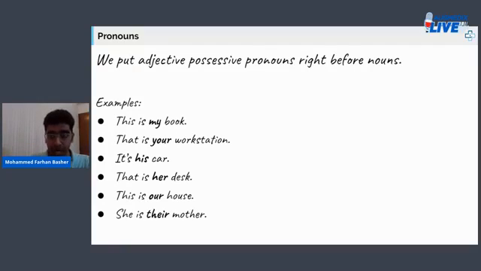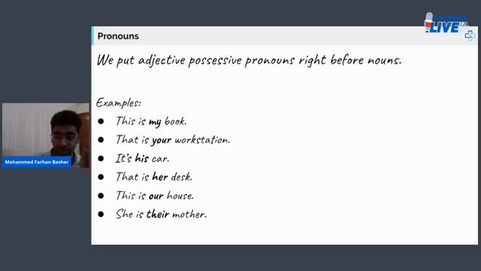This is my book, right? Now, this book has a quality. The quality is that this belongs to me. So I say, this is my book. That is your workstation. It's his car. That is her desk. This is our house. She is their mother.